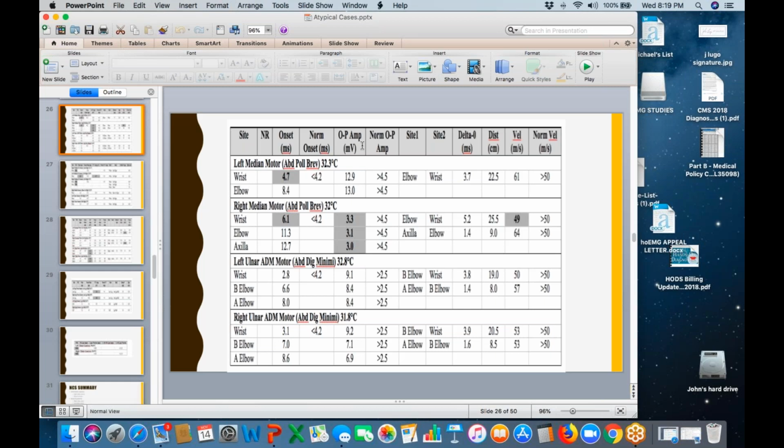The ulnar latencies were normal, and the ulnar velocity, one of them was right at normal, but still normal, and across the elbow segment was also normal, so there was no slowing across that segment.